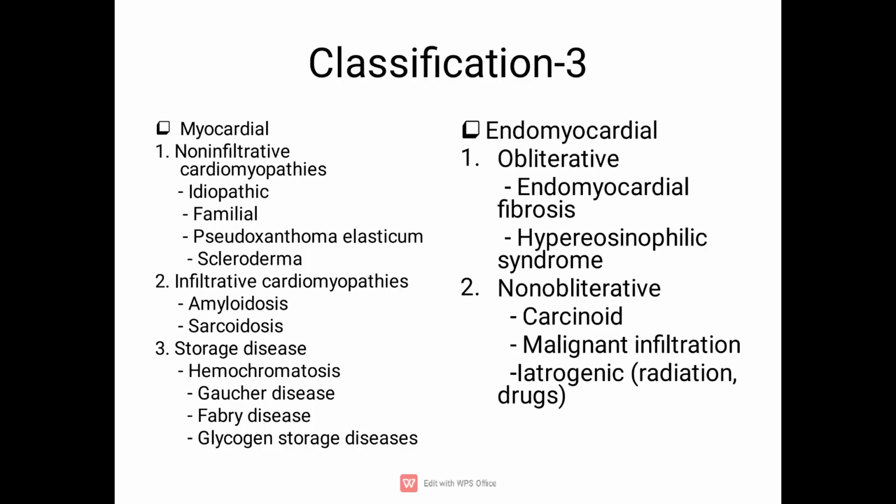Then for the other part, that's the endomyocardial. That's where we talk about the obliterative or non-obliterative. The obliterative are the EMF, and then the HES, that's the hypereosinophilic syndrome. Whereas under the non-obliterative, we have the carcinoid heart disease, we can have malignant infiltration, then also iatrogenic, either from radiation, as a result of radiation therapy for some cancers, and then some drugs like anthracycline.